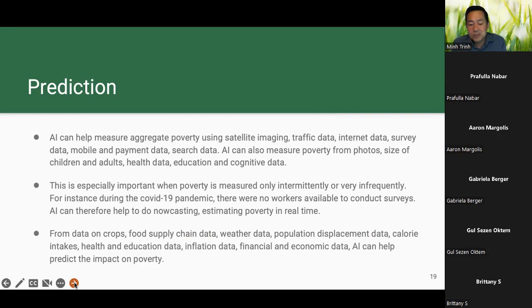And then there's other data: you can also predict poverty from data on crops, on weather and so on. So long periods of drought, we predict poor harvest in the future, and probably food crisis and poverty in the future. Okay. So next slide.